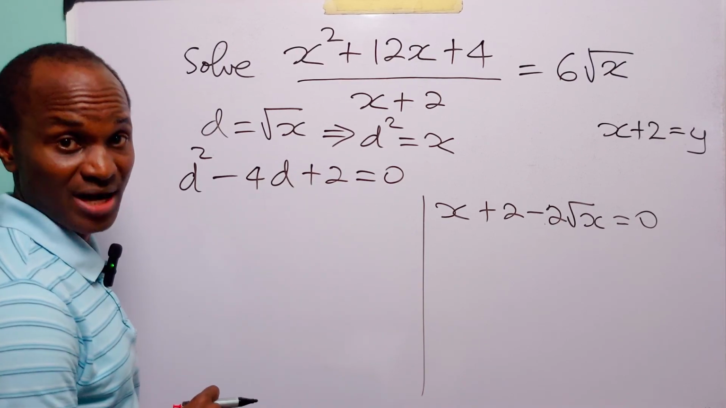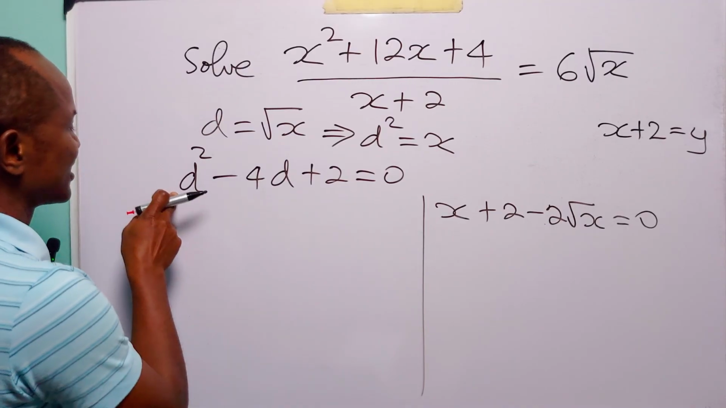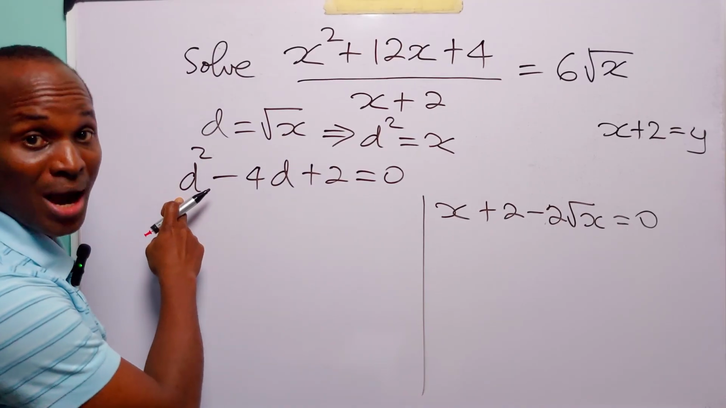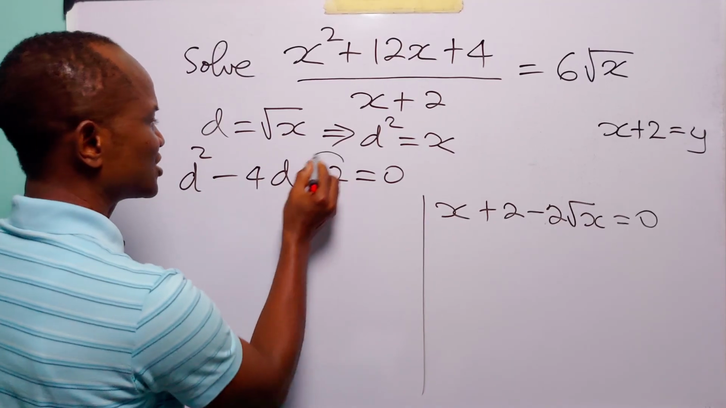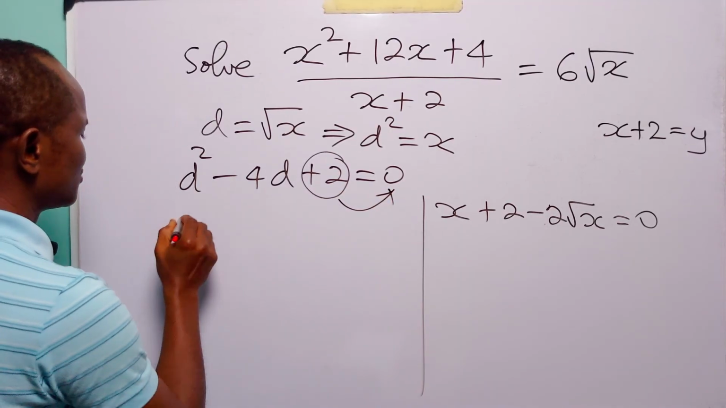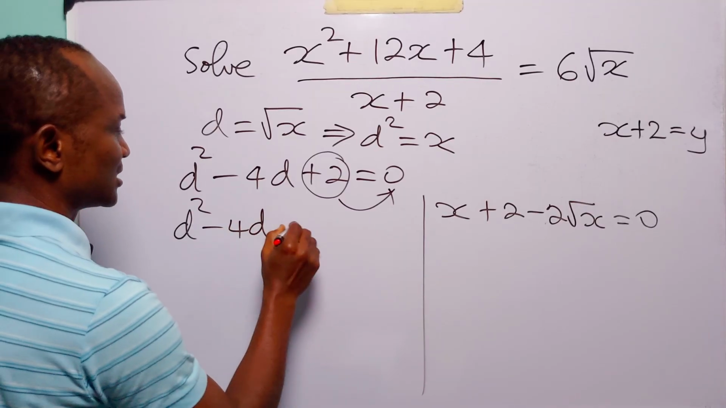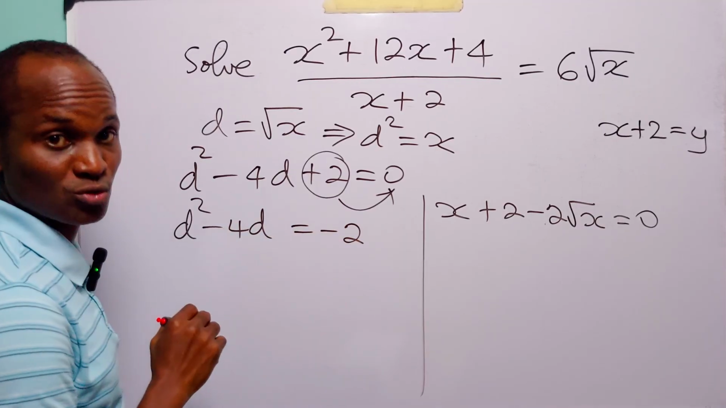Now we cannot factorize this equation, so let us solve by completing the square. And since the coefficient of d squared is 1, the next step is to move this constant term over to the right-hand side of the equation. When we do that, we have d squared minus 4d is equal to minus 2.